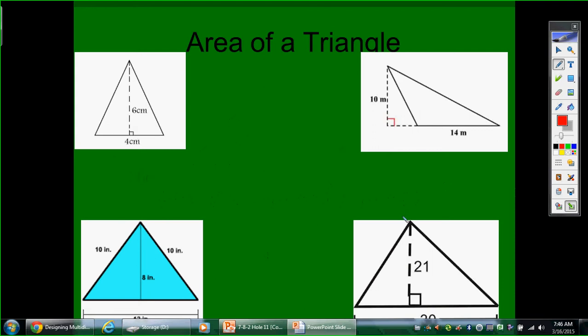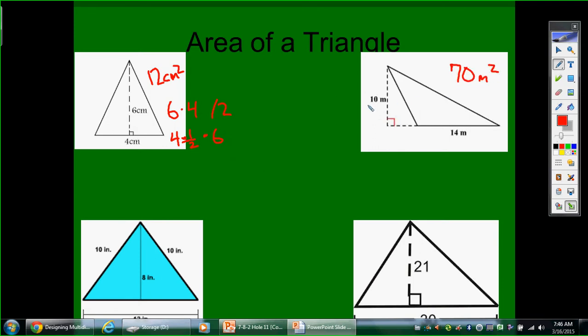Looking at these examples, here I can do 6 times 4 is 24, half of that is 12, or half of 4 is 2, 2 times 6 is 12. So my area here is 12 centimeters squared. Either way, I got 12. My altitude here is 10. My base is 14. I can actually do 10 times 14, 140. Half of that is 70.